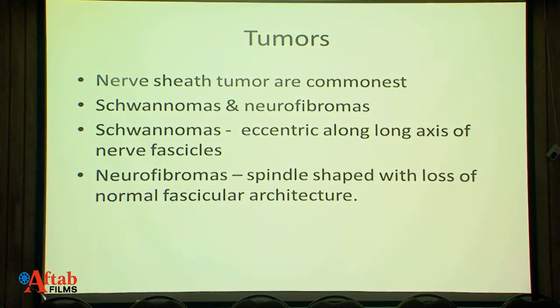Now coming to nerve sheath tumors, which are very common. Schwannomas and neurofibromas are the common tumors. Schwannomas are usually eccentric along the long axis of the nerve fascicles, and neurofibromas are spindle shaped, and in the center the nerve fibers are seen. On ultrasound color Doppler, schwannomas show more vascularity as compared to neurofibromas, and schwannomas also have more cystic changes as compared to neurofibromas.